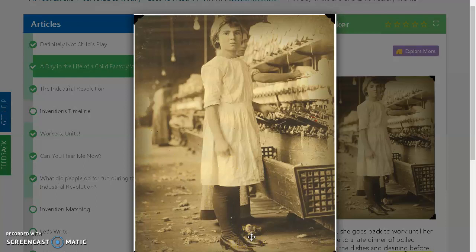You also need to know that this picture represents the Fair Labor Standards Act. And in this picture, you can also tell that this photograph was taken during the Industrial Revolution because this child is working in a factory. During this time, it was legal for children to work. There were no laws against it.